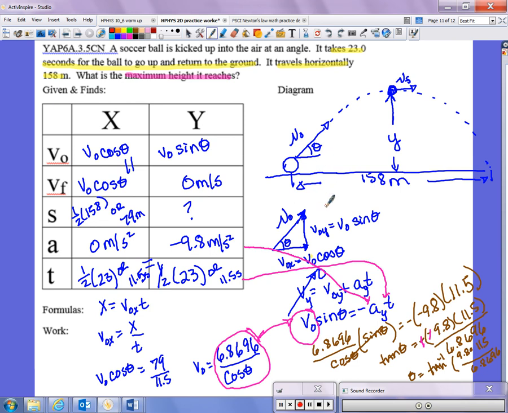Does the number look reasonable? Yeah, it's a long distance that we're going. 158 meters is pretty long. And so we could double check by putting it into another formula and making sure that we get the same answer, because we could solve using any of the other formulas and just make sure that we're making sense of these things.